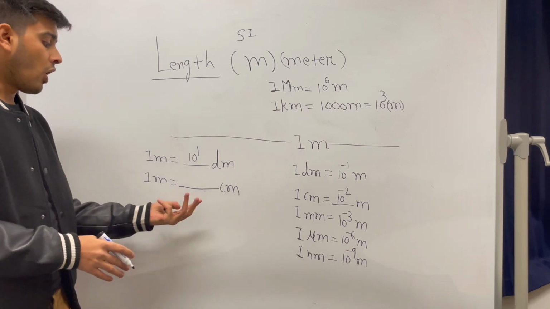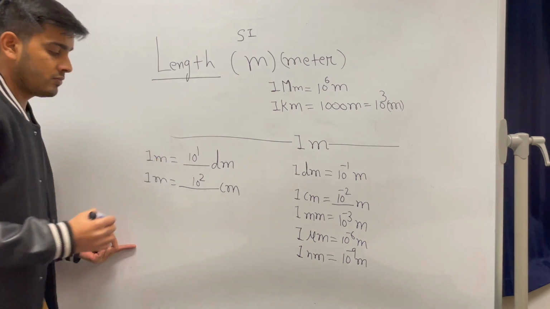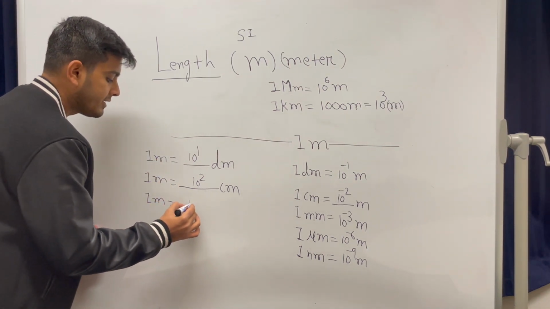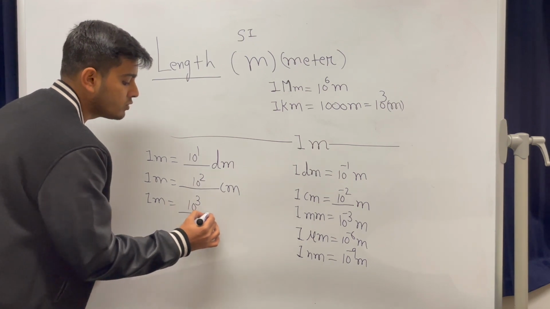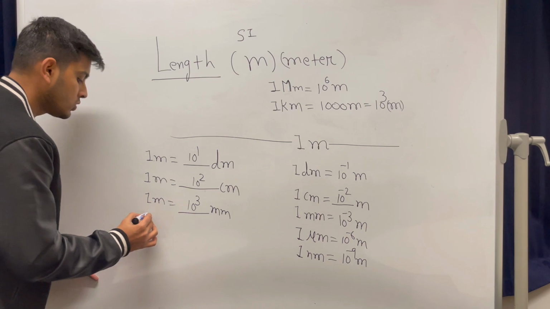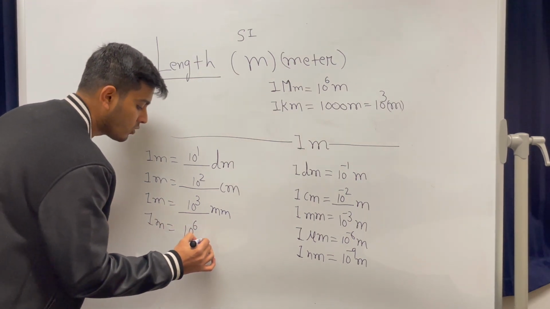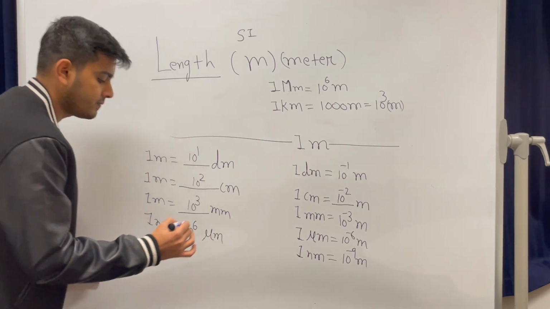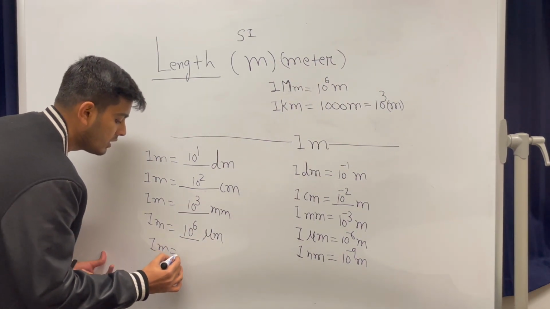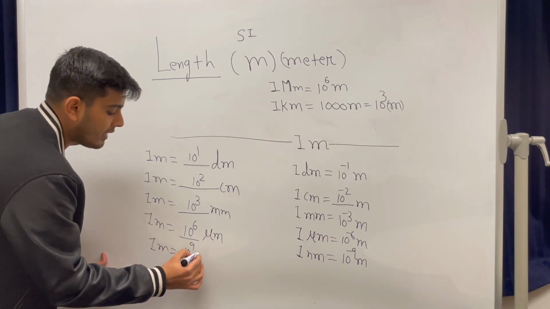So how many centimeters do we have in 1 meter? 10 power 2. How many millimeters? 1 meter is equal to 10 power 3, or we can say 1000 millimeters. What about micrometer? 1 meter is equal to 10 power 6 micrometers. Micro is mu. And 1 meter is equal to 10 power 9 nanometers.